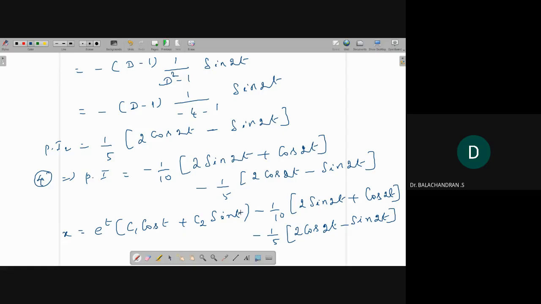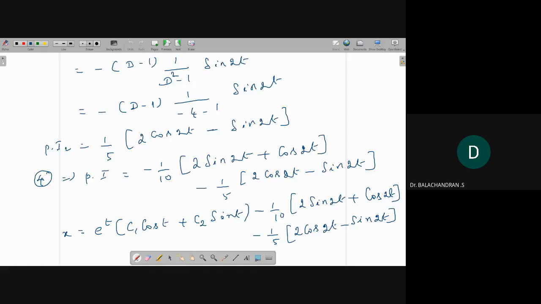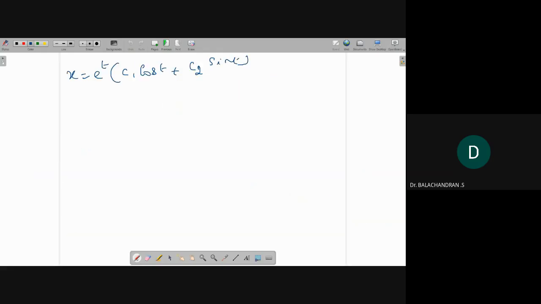So x is equal to e power t into c1 cos t plus c2 into sin t. So multiply minus 2 by 5 into sin 2t, minus 1 by 2 cos 2t, correct.